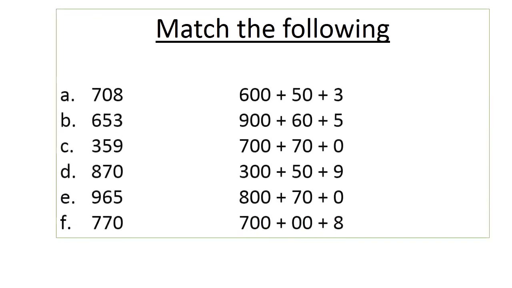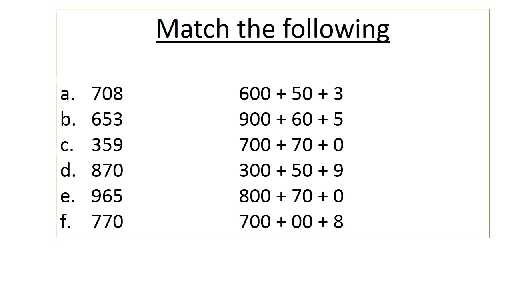Match the following. Now here beta, we have some numerals: 708, 653, 359, 870, 965 and 770. Here we have given the expanded form of these numbers and we have to match the numbers with their expanded form. So our first numeral is 708.